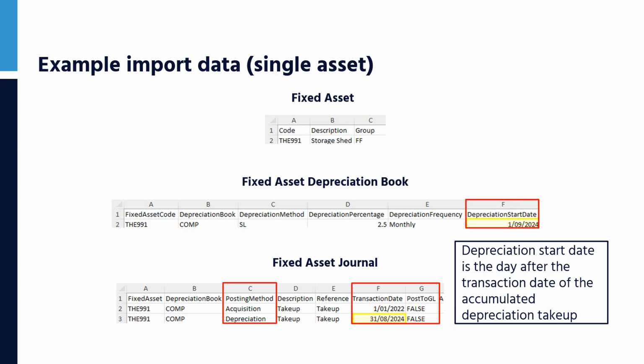So where that interacts with the depreciation take-up journal is essentially you're going to be saying, okay, this is my accumulated depreciation up to this particular date, and then we want the Vision depreciation start date to be the day after that. So in other words, we've used our other system or manual records to calculate the depreciation up to the end of August, and we want Vision to take over from the start of September.